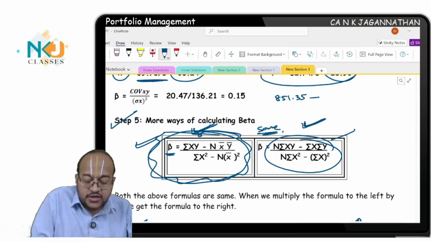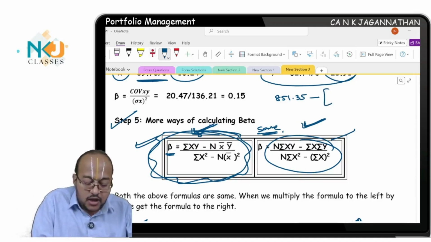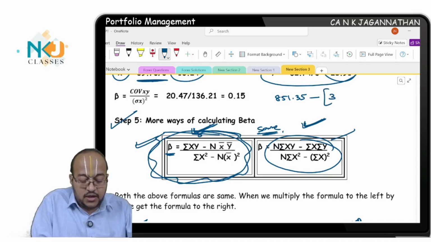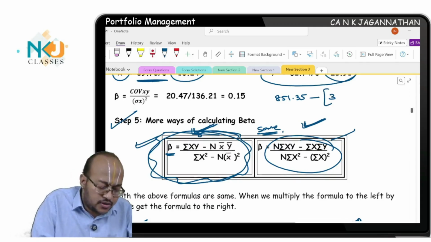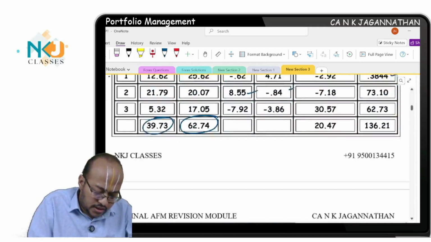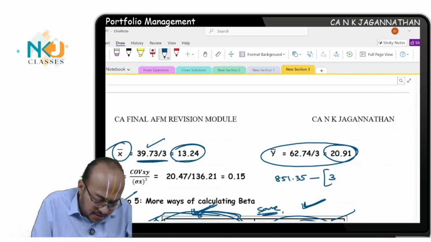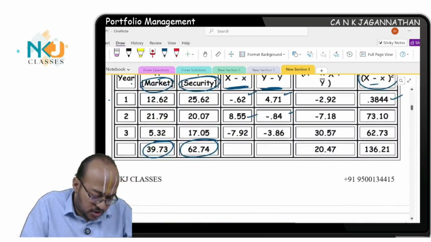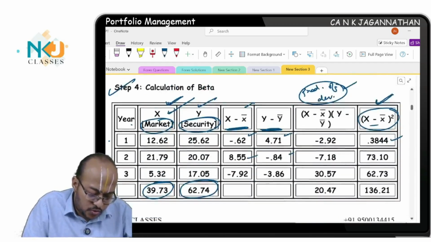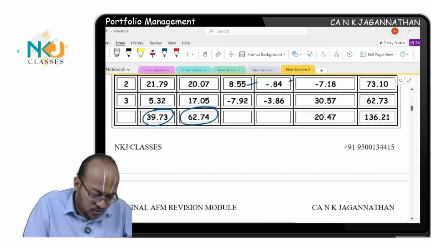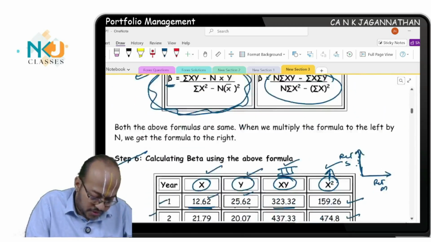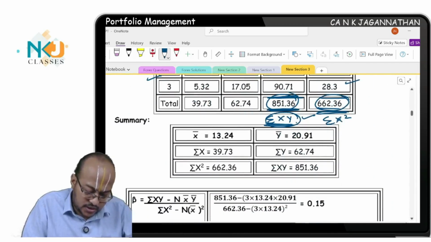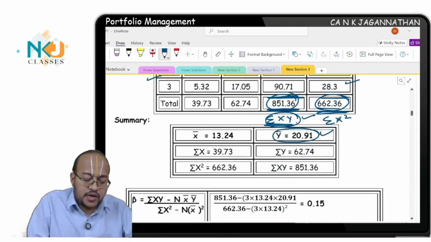n x bar y bar. Now tell me what is the n, three, and what is the x bar? You already computed, nothing new. X bar is 13.24, correct? 13.24 into, what is the y bar? Can you tell me what is y bar? Y total is 62.74 divided by 3, 20.91.